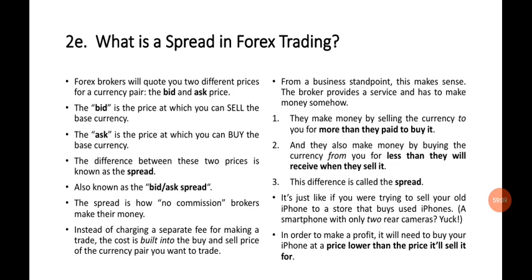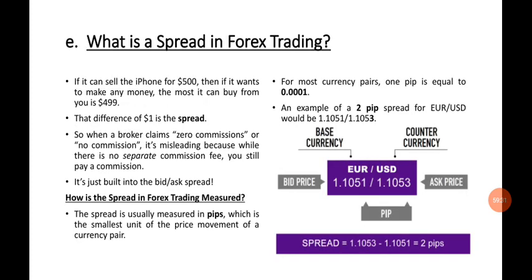It's just like if you were trying to sell your old iPhone to a store that buys used iPhones. In order to make a profit, it will need to buy your iPhone at a lower price than the price it sells it for. If it can sell the iPhone for $500, then if it wants to make any money, the most it can buy from you is $499. The difference of $1 is the spread.